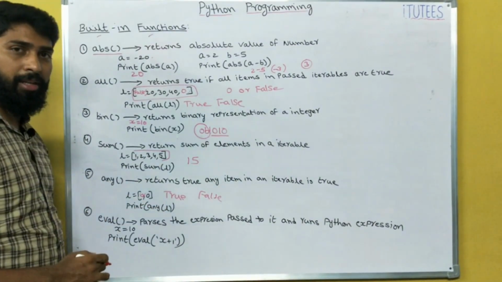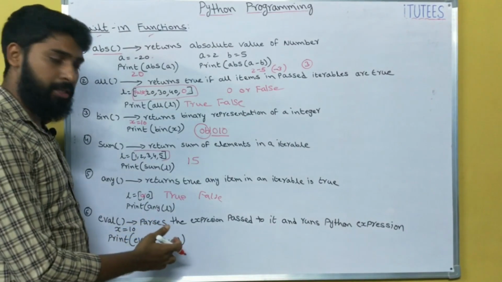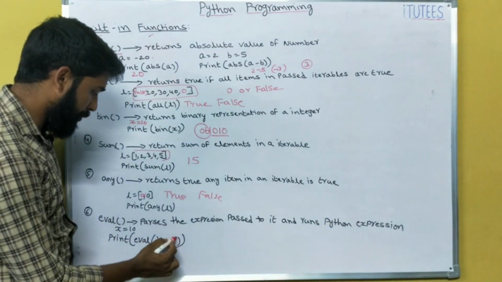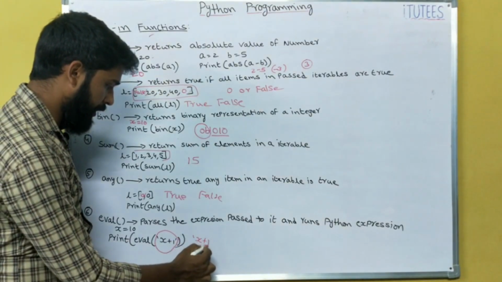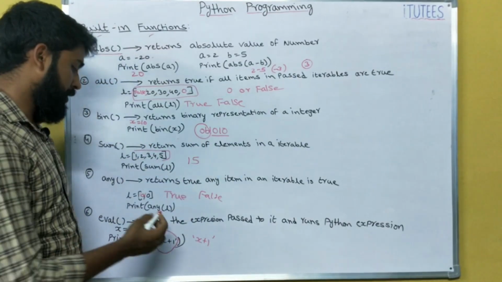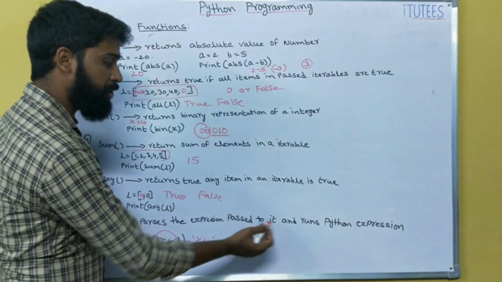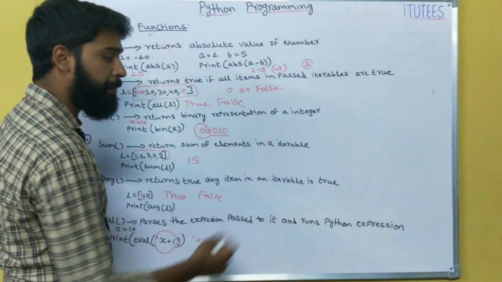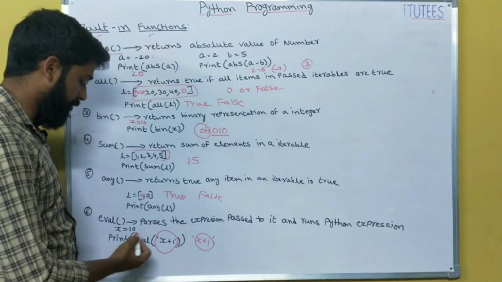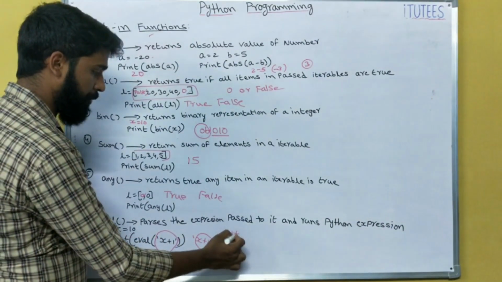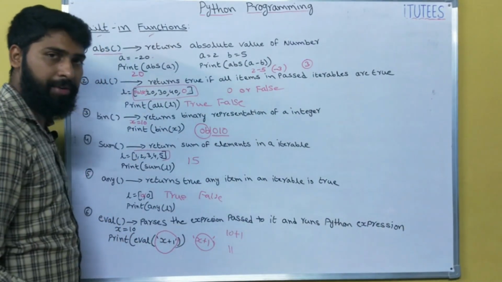Next, eval. The eval function parses the expression. What is the expression here? This is the expression, x plus 1. It passes the expression and runs it as a Python expression. What is x? 10. 10 plus 1 returns 11.